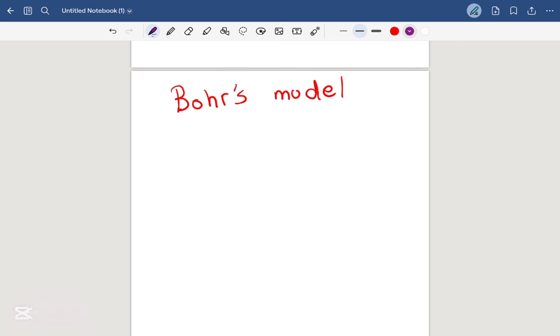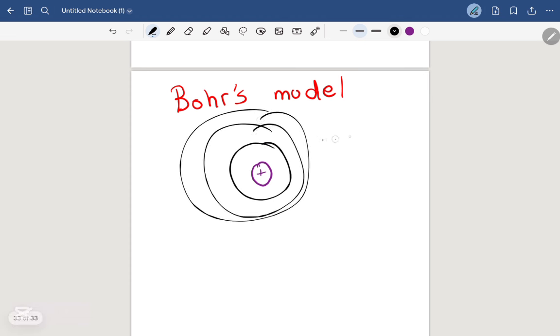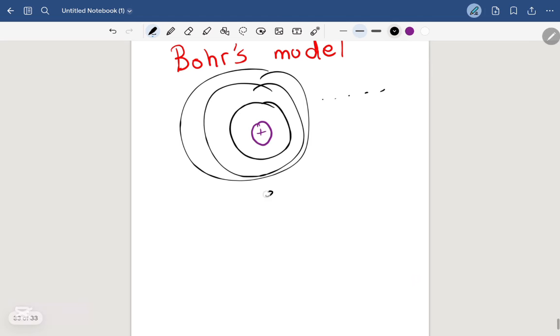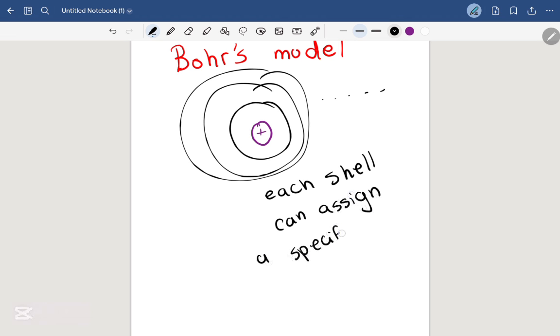Again, he will follow Rutherford's model, and he said that we have a positive nucleus in the middle. And then what do we have? We have the first shell, a second shell, a third shell, and so on and so forth. Why did he say this? He said because each shell can assign a specific amount of electrons.